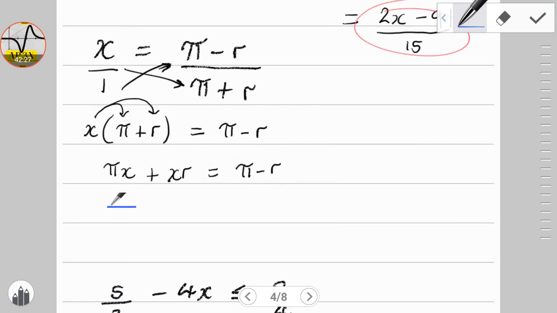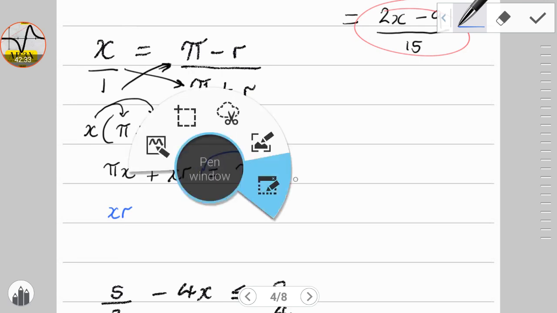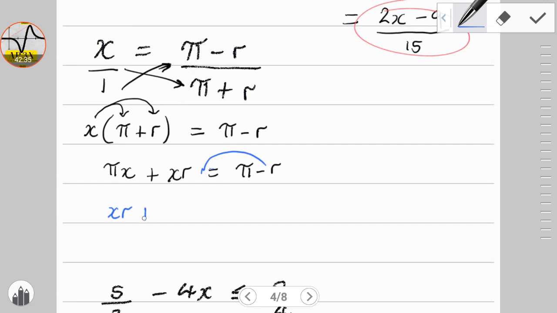So now we end up with xr here. All right, we're going to bring this minus r over here and we're going to end up with, in fact, here plus r.